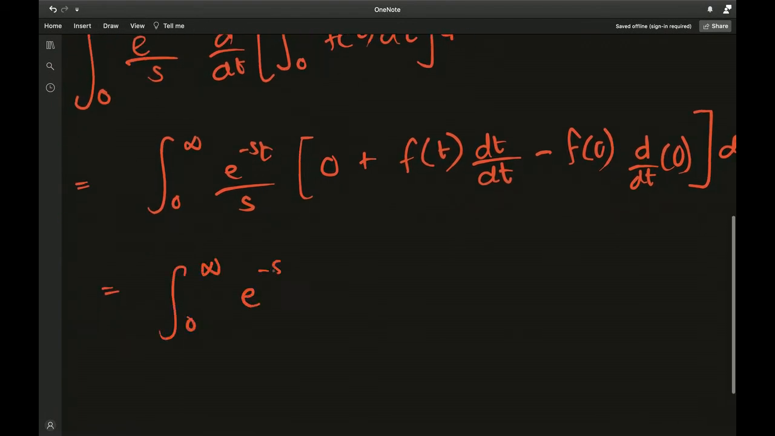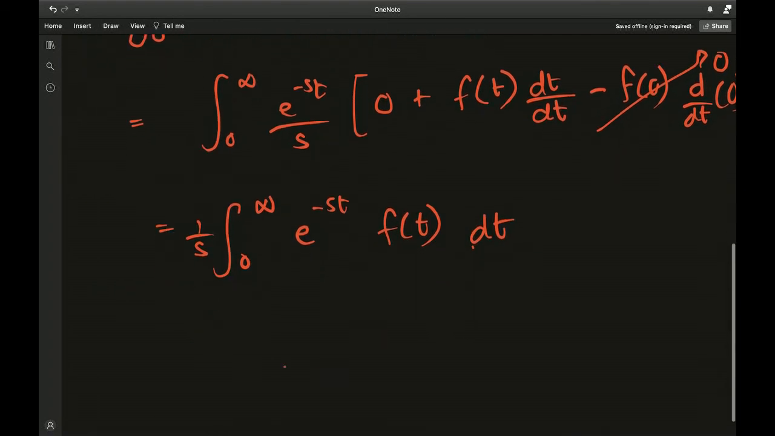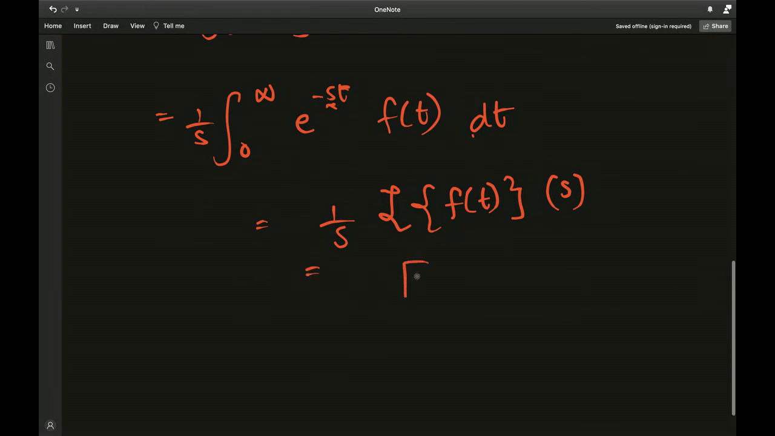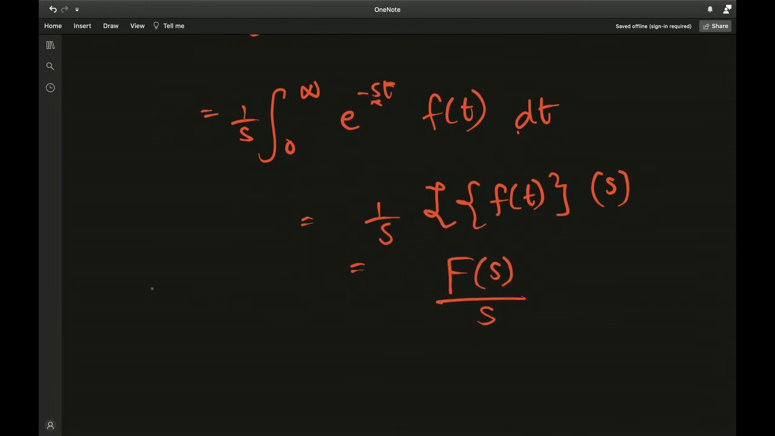Integral from 0 to infinity, e to the negative st. Take the 1 over s outside. Forget the 0. dt over dt is 1. So f of t. The derivative of 0, which is a constant, will make the entire thing go to 0. We just have this. And what is this? The Laplace transform of f of t with respect to s, because that was the output. The t is the input, s is the output, which we can denote as capital F of s over s. That is precisely the Laplace of the integral from 0 to t of f of tau d tau. We have this nice formula.